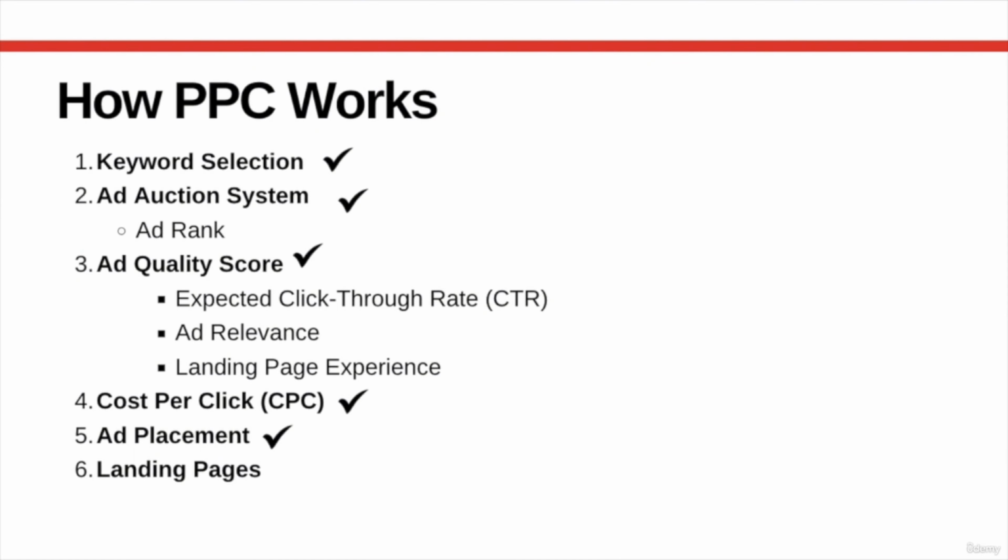Ad placement. Ads can appear across various channels including search engine results, for example, Google Ads, websites in the Google Display Network, mobile apps, and video platforms like YouTube. Effective placement ensures that ads reach the right audience where they are most likely to engage.